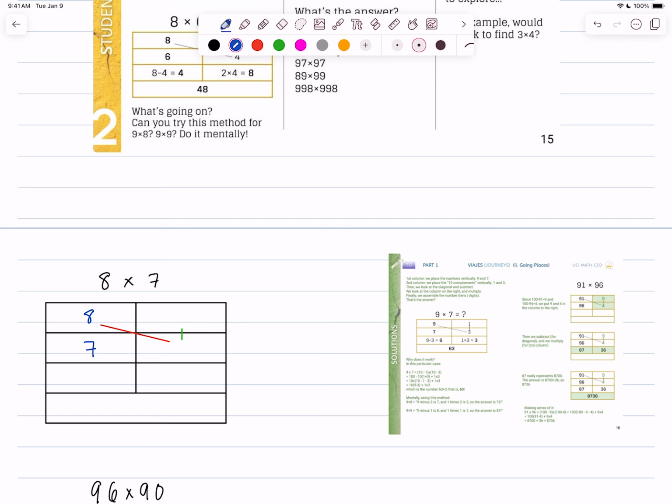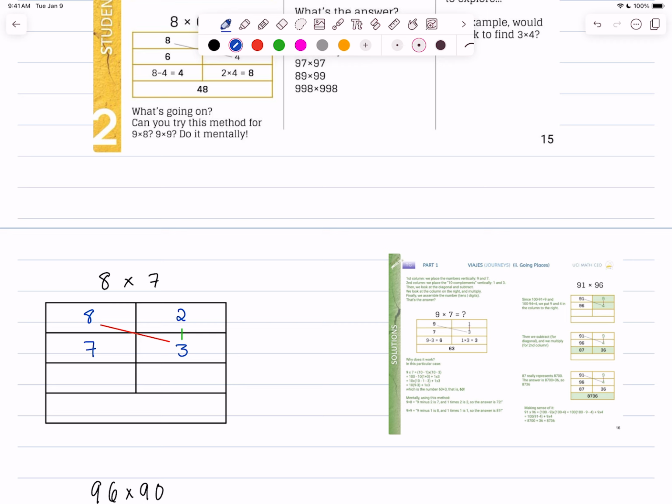Okay, and now you ask yourself, how far away are these from the next power of 10 up, right? So 10 is the next power of 10 above 8 and 7. So 8 is 2 away from 10. Its deficit is 2. And 7 has a deficit of 3 because 7 plus 3 equals 10.